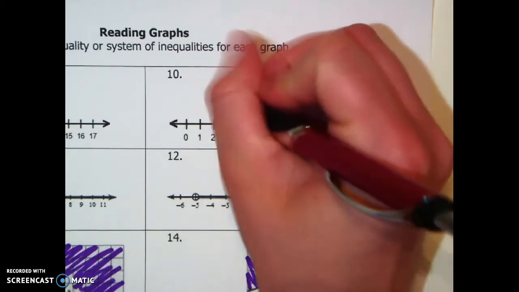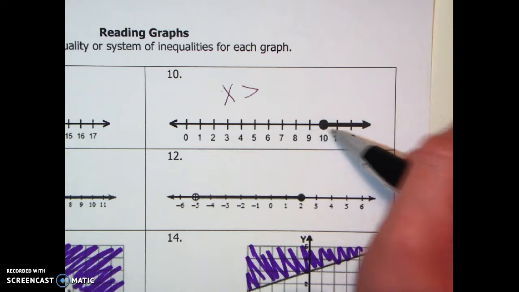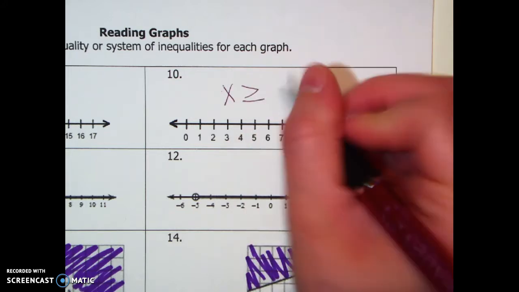For number 10, start with x. It's going to the right now, so it's like that. It's filled in, so I need a line under the symbol. And it's at 10.